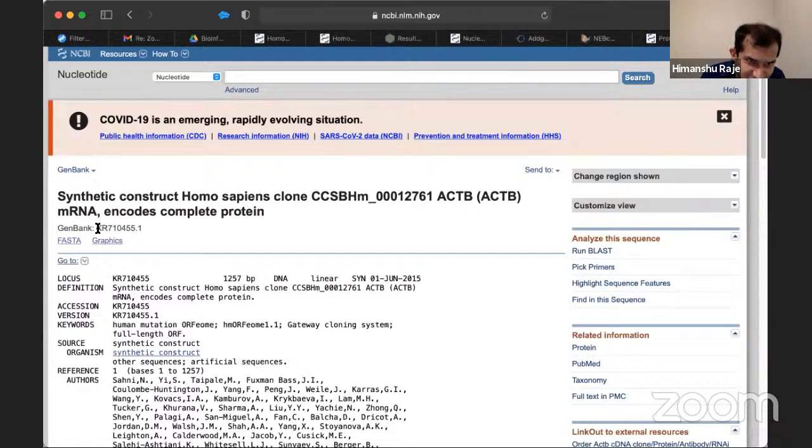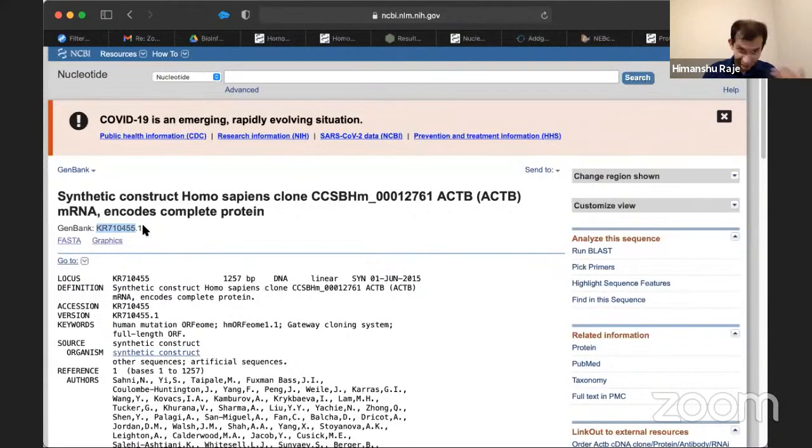So this is the GenBank accession number for this sequence. But after the decimal point, the number that you see is the number of times that sequence has been revised. So this sequence has been just submitted once and that's it. Sometimes that number could be 14. In that case, people revise the sequence.